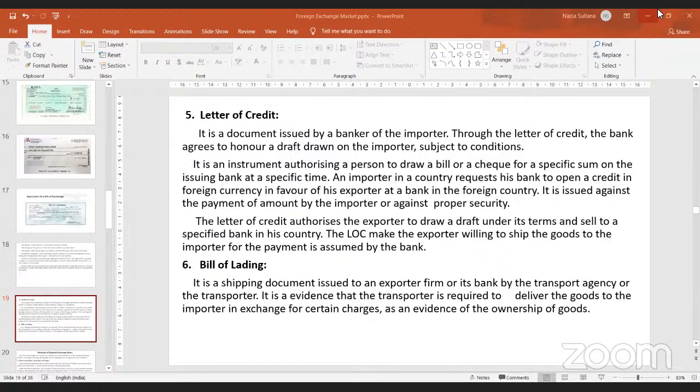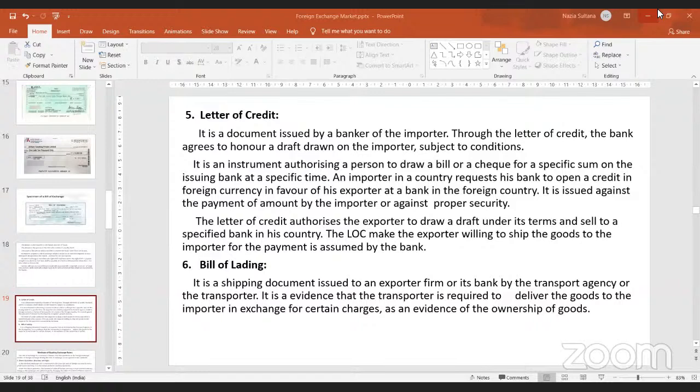Basically, bill of lading is nothing but an evidence related to ownership of goods. So whoever is the person who is entitled to receive the goods, after the transaction happens, foreign trade happens, by showing the bill of lading, they can claim the ownership, and then they can take the goods from the transporting company.